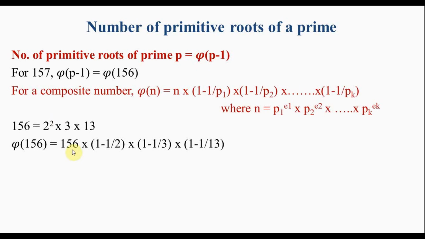So first n into 1 minus 1 by p1, the first prime number, then the second prime number 3 and the third prime number 13. So we get 48 as the answer, which is the total count of the primitive roots for the prime number 157.